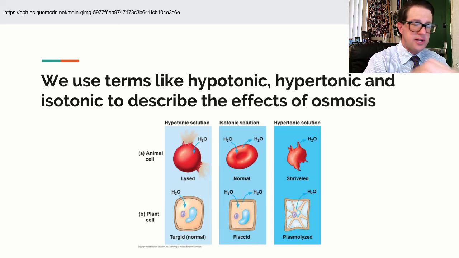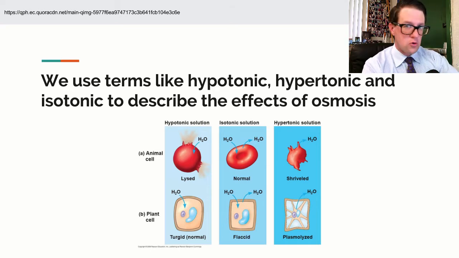So if I notice that a cell, when I put it into a solution, maintains its shape, what we say is that solution is an isotonic solution. It has equal strength. So the tonicity, so the pulling or strength, it pulls water out just as much as that cell pulls water in.